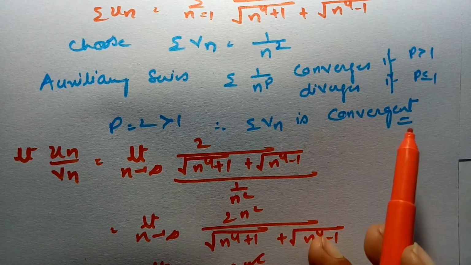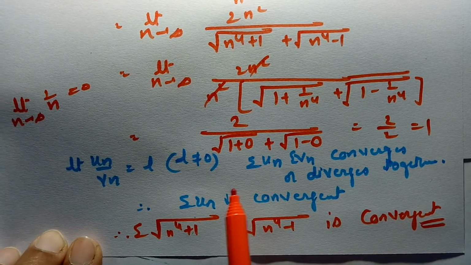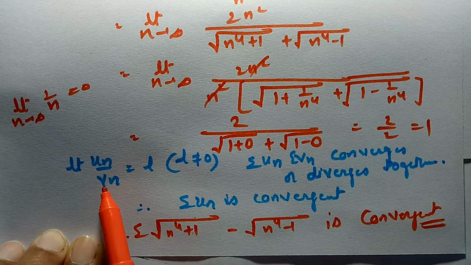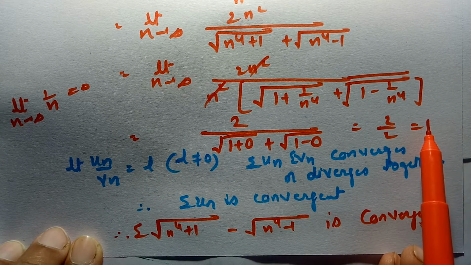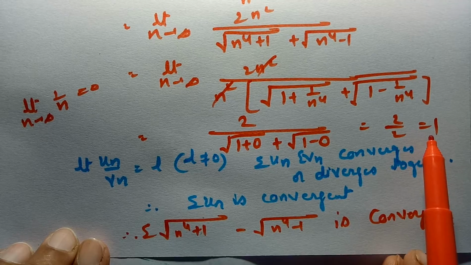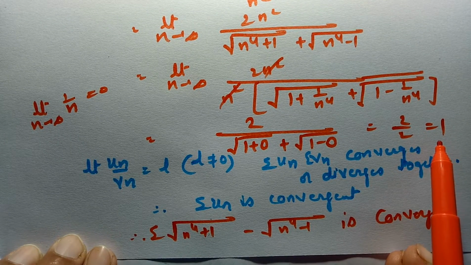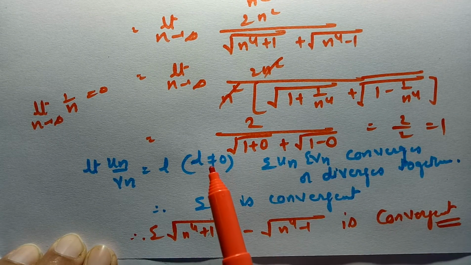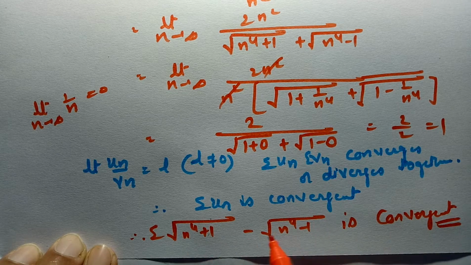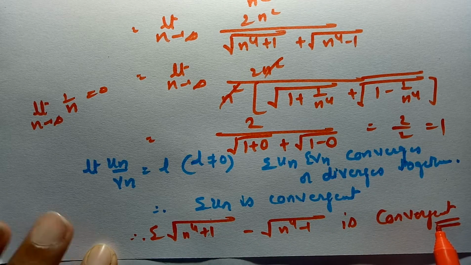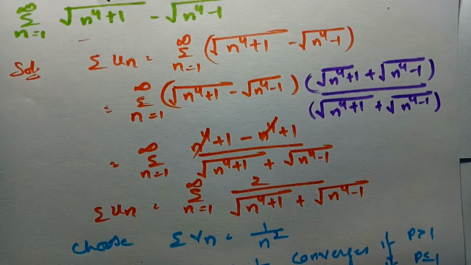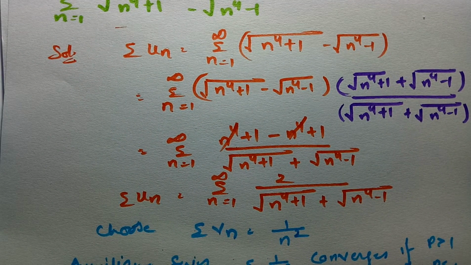Since Vn is convergent, automatically our limit of Un by Vn, we got as L, we got as 1, which is a finite value which is not equal to 0. Then if Vn is convergent, automatically Un is convergent from the comparison test. So this is how we have to solve. We have to use both the auxiliary series test as well as the comparison test.